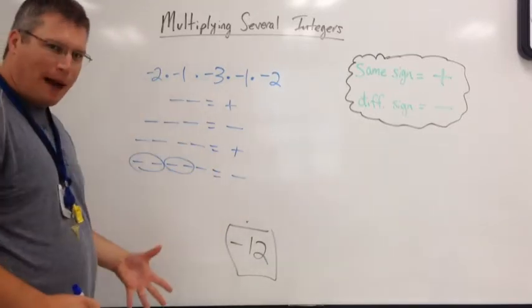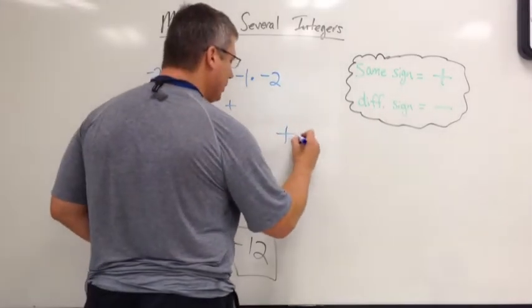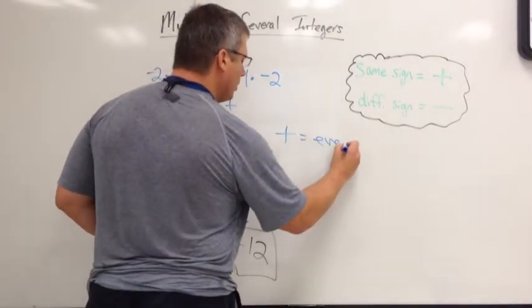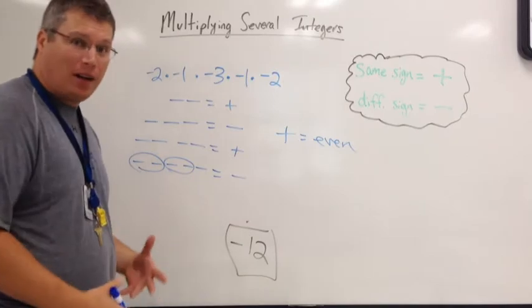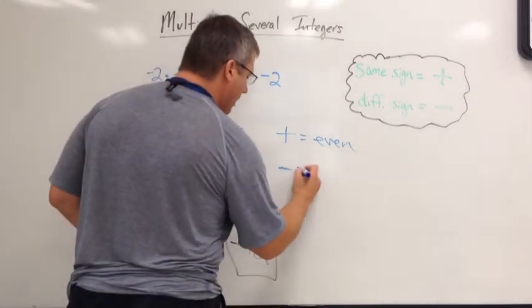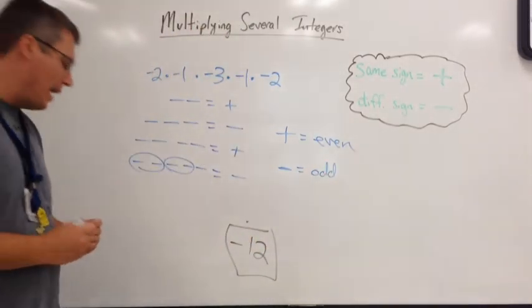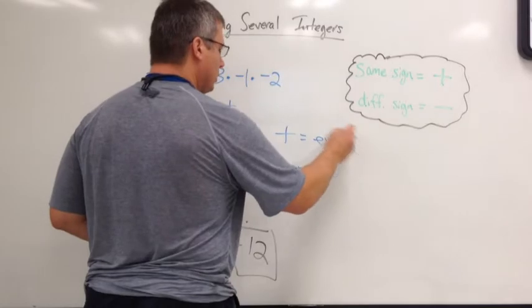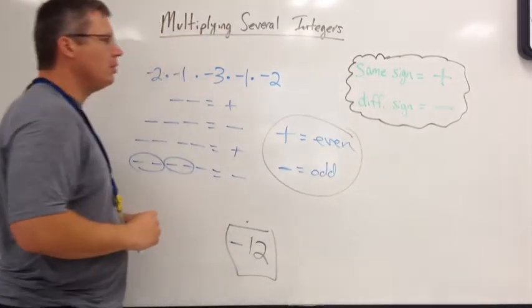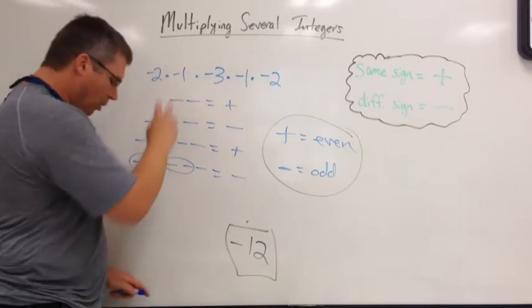Do you pick up on the pattern yet? Positives are always how many? Positives are always an even amount of negative signs. A negative answer will always come from an odd amount. So that's a faster way to think about it. Okay? So hold off on your rules until you're only doing two numbers multiplied at a time.